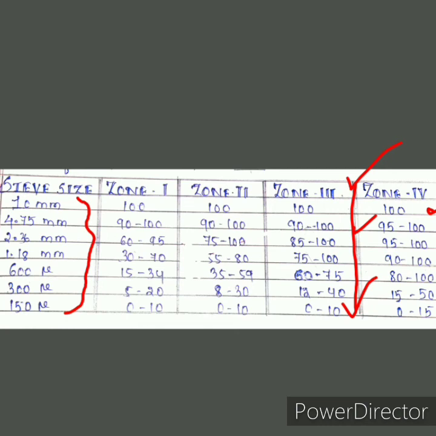The same for 2.36 mm sieve belongs to 95 to 100% range, and likewise after comparing with this table we have come to the conclusion that the sand we have taken for the test belongs to grading zone 4.